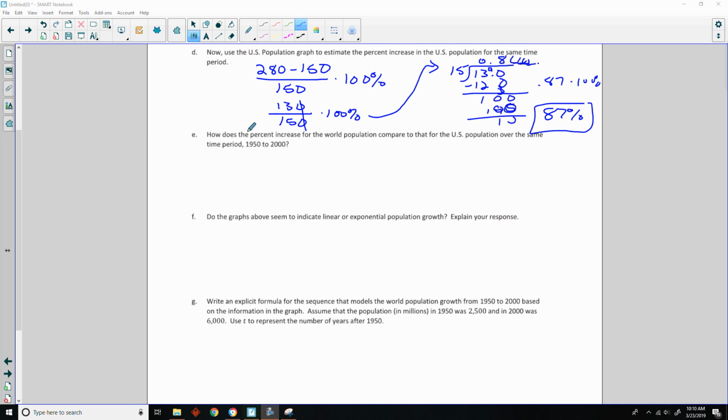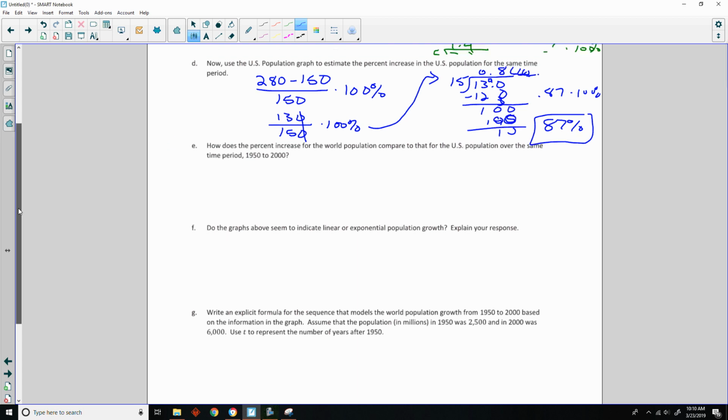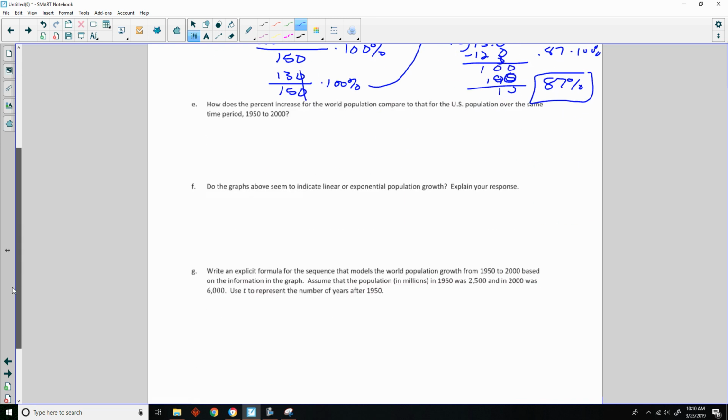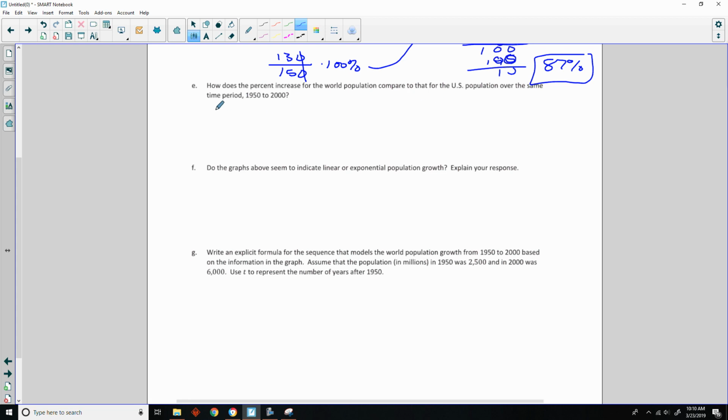Part E says, how does the percent increase for the world population compare to that for the U.S. population over the same period of time from 1950 to 2000? Well, if you look back up here, I erased it, but it was 140% compared to 87%, so the world percent increased faster. World increased faster. 140% is greater than 87%.